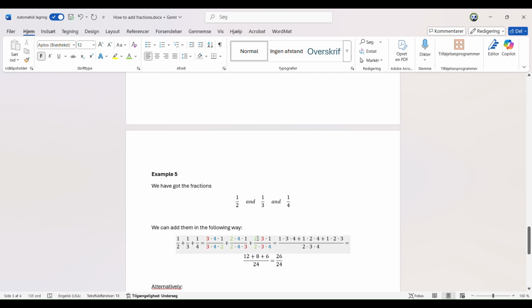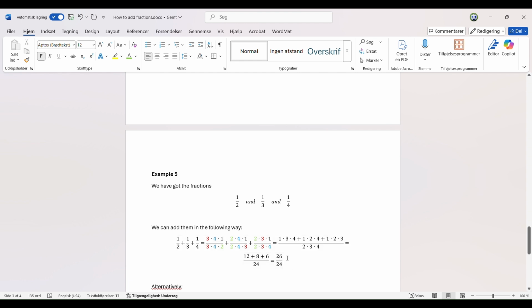3 times 4 times 1, that's the same as this, plus 2 times 4 times 1, that's the same as this part, and plus 2 times 3 times 1, that's the same as this part. So this is equal to 12, this is equal to 8, and this is equal to 6. So that are our numerators added together. And now 2 times 3 times 4, that's 24. So we get 12 plus 8, that's 20, plus 6, that's 26, divided by 24.